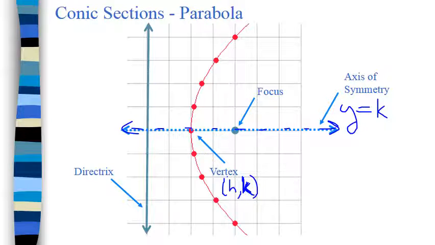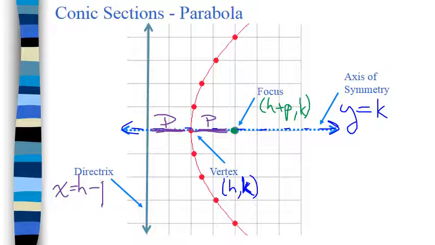We are still p units away from the focus, so the vertex is still going to have the same k value, but this time our h value is going to have p added to it to get to our focus. So our focus is going to have the point h plus p, k. Okay, our directrix is going to be p units to the left of the vertex. That is, we're going to take the value of x, h, and we're going to subtract p units. So our directrix, since it's a vertical line, is going to be x equals h minus p.